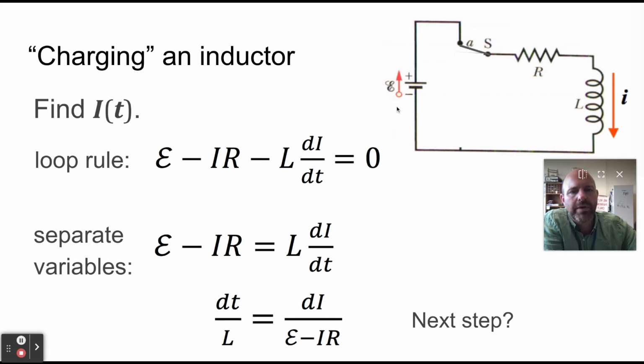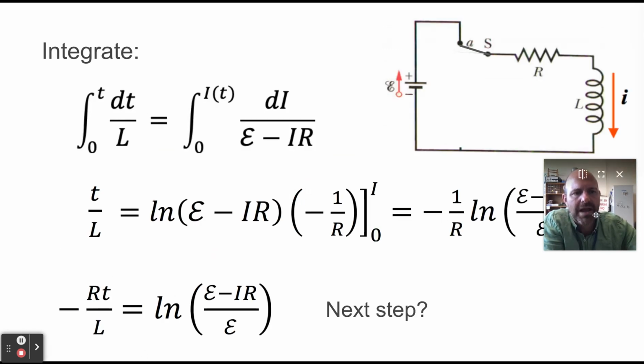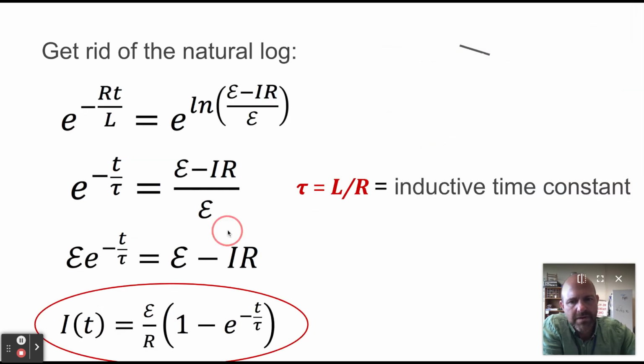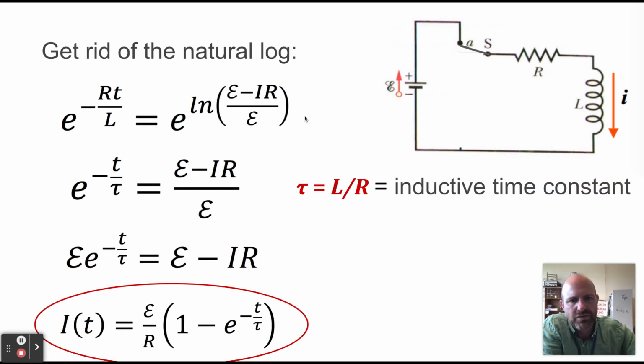We're going to use the loop rule going around. We've got the EMF of the battery, the voltage across the resistor, which is from Ohm's law IR. And then for the inductor itself, it's L di dt, right? That's how much EMF there is in a given inductor, as we learned before. So now we're going to separate and integrate this. We're going to get rid of the natural log, and you end up with I as a function of time.